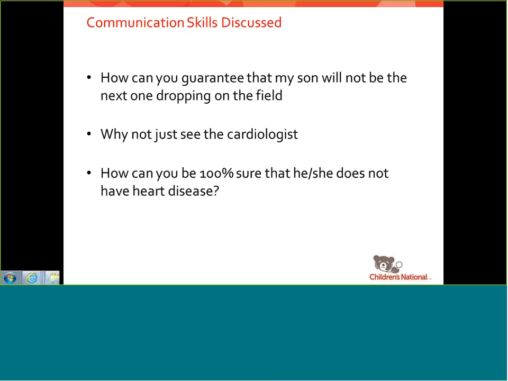So there is absolutely no way for us to prevent sudden death from happening, but we use the skills to identify those at high risk and refer them to cardiology. How can you be 100% sure?